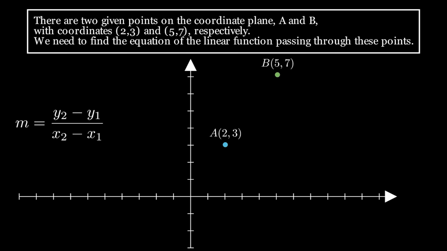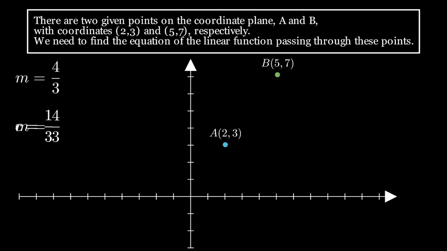First, we'll use the formula for m. Substituting the values, we find that m equals 4/3. Next, let's determine the coefficient c by substituting one of the given points into the function. This leaves us with a single unknown, which we solve to find c.